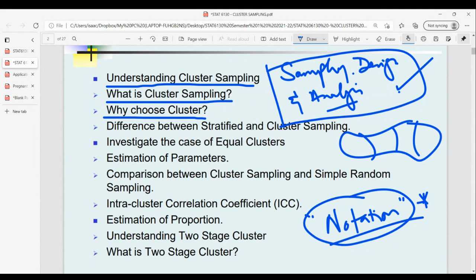And these clusters, there's a lot of variability within the cluster, right? So within each one of the clusters, you have a lot of variability, but between clusters, you have little variability. So what you are saying is that the clusters are more or less the same, right?